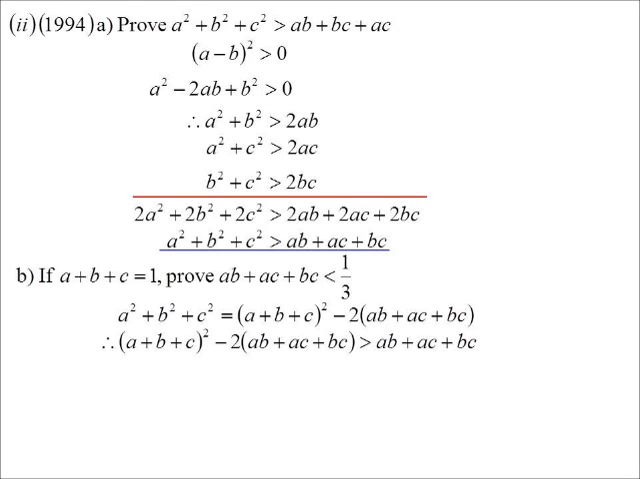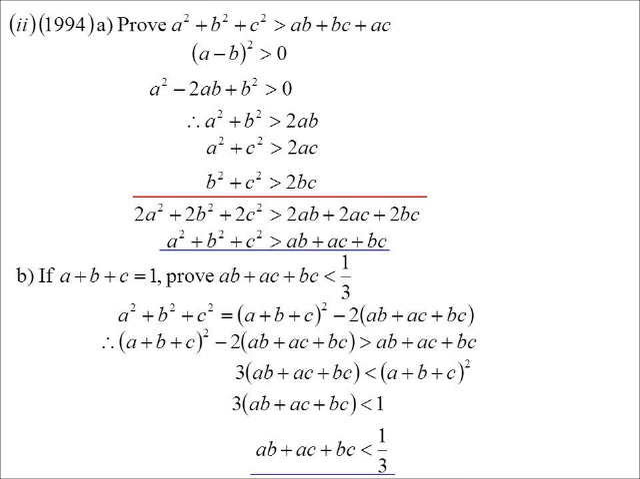Now, we just proved that a squared plus b squared plus c squared is greater than ab plus ac plus bc. So therefore, a plus b plus c all squared minus 2 lots of ab plus ac plus bc must be greater than... Move it to the other side. I've also changed the inequality sign. Those 3 lots of ab plus ac plus bc will be less than a plus b plus c all squared. However, we've said a plus b plus c is equal to 1. Divide both sides by 3, and we have our result.